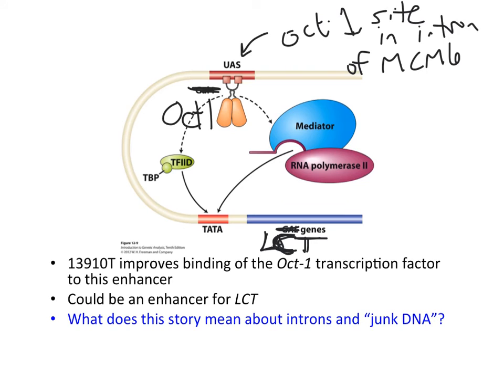So the MCM6 gene, one of its introns, has an OCT1 site that these scientists have shown partially controls expression of a different gene. So it's got a function, it's got a job, it's got a role, this intron, or part of this intron. So it's not maybe junk DNA, or at least the whole intron is not junk DNA. Somebody has now ascribed a purpose to it. Extend that to the rest of the genome.